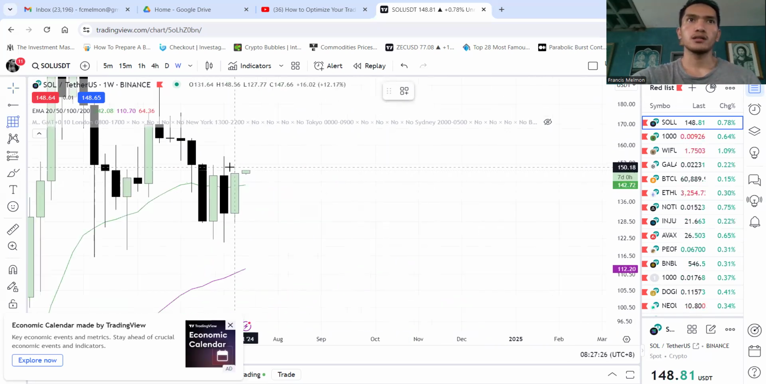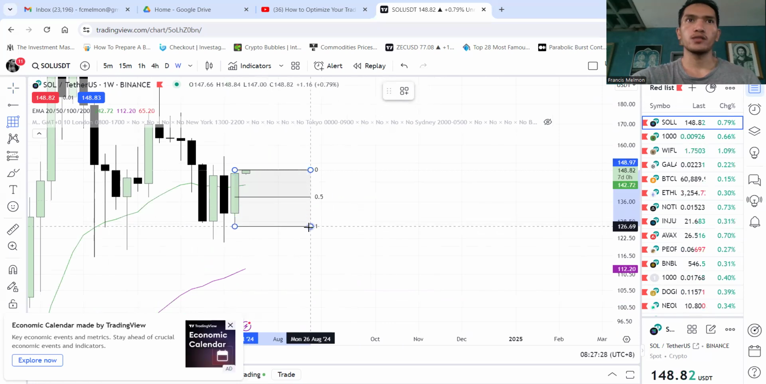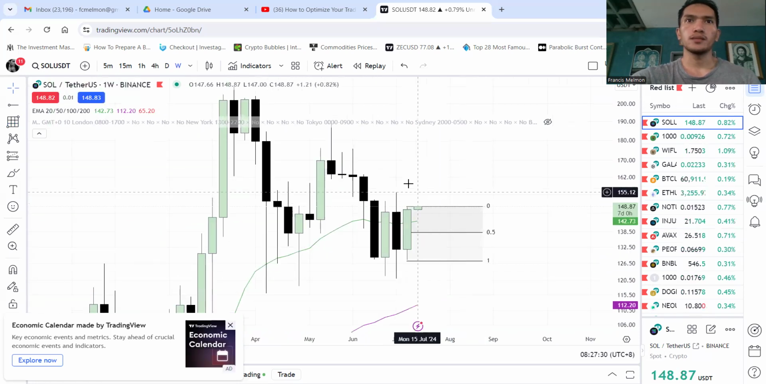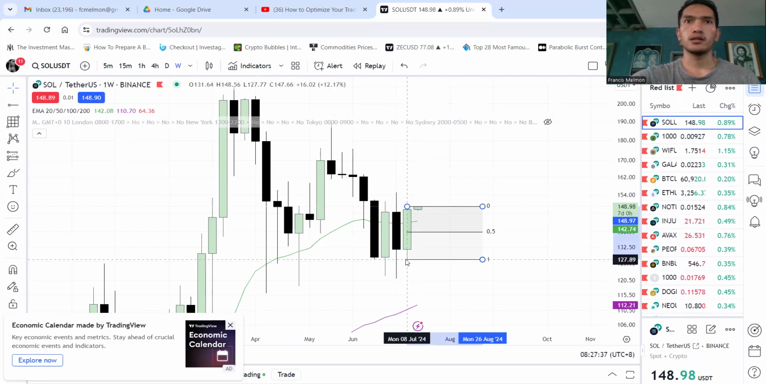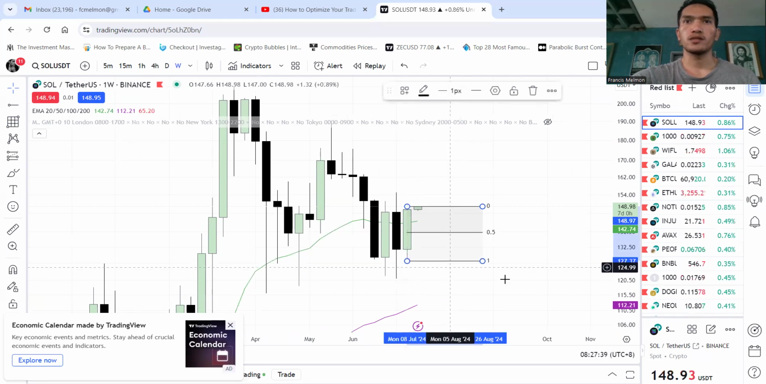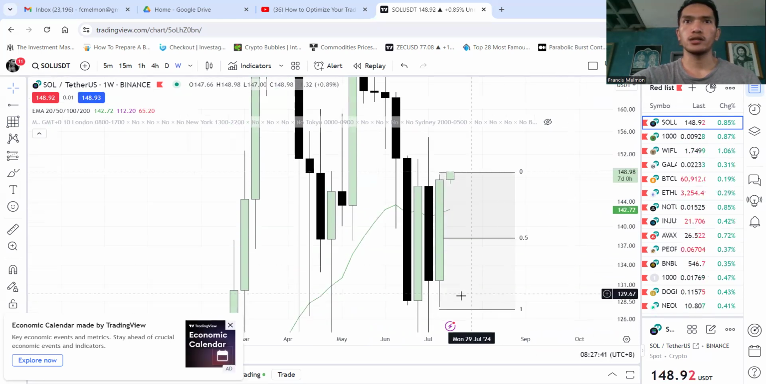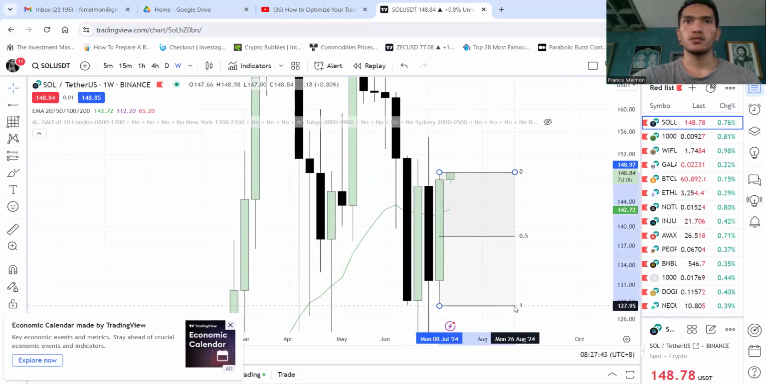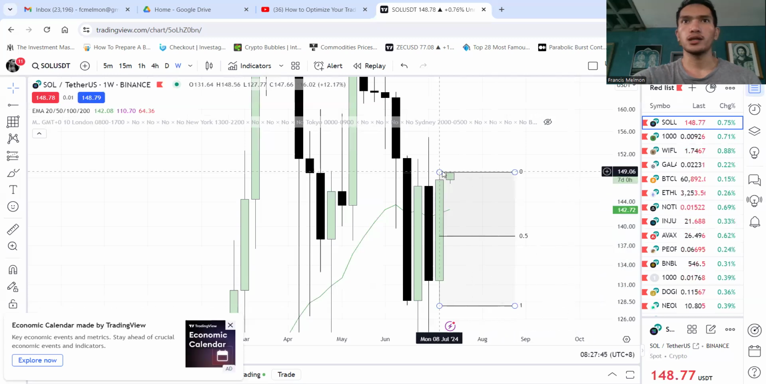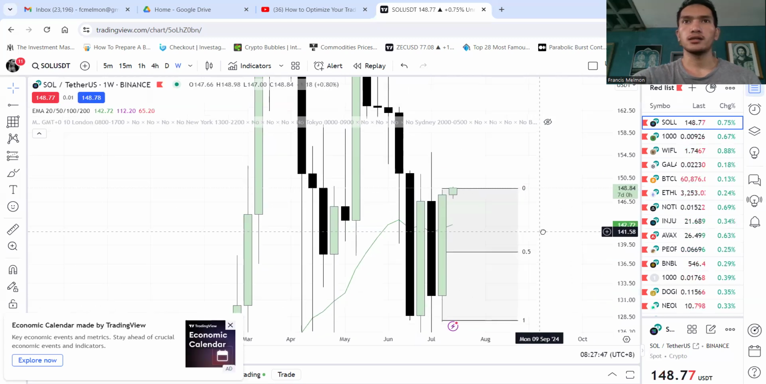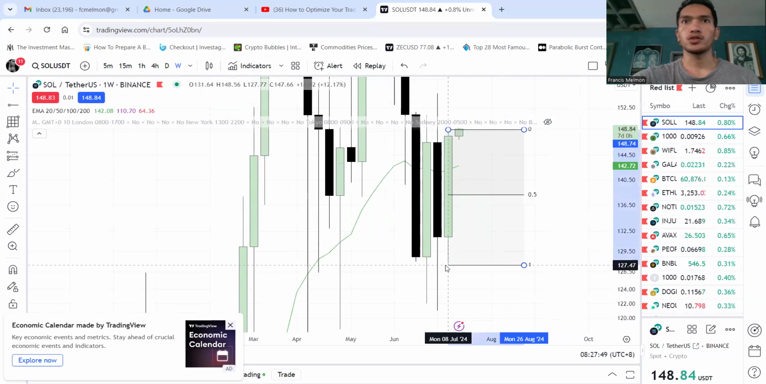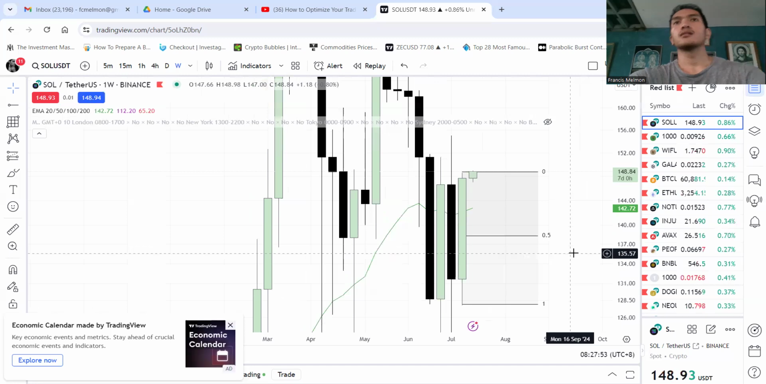Okay, as you can see, in the first week of July, we have the red or a bearish candle right there. The closing of the second week of July is an inside candle, which usually is a sign of continuation of the previous candle.